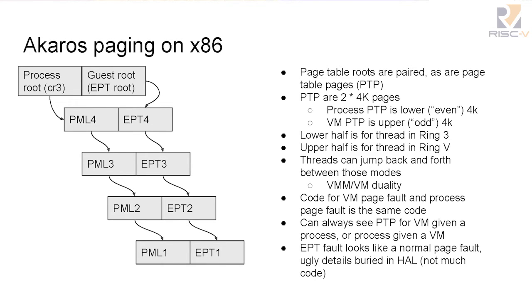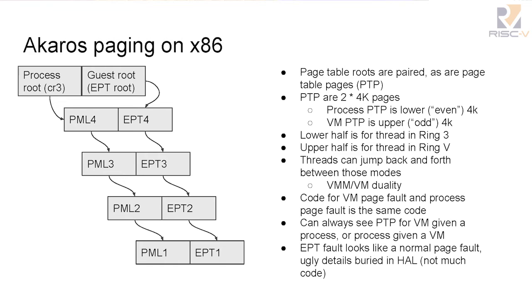So a process root, remember, these threads are VMs, or they're process ring 3 type threads. So they share this, and when you're running as a virtual machine in ring 5, your root is that thing on the right, and when you're running as a process in ring 3, your root is that thing on the left. And you still traverse those, and what you do is you pair the page table pages. So the low page is for running as a process, and the high page in that pair is for running as a virtual machine.